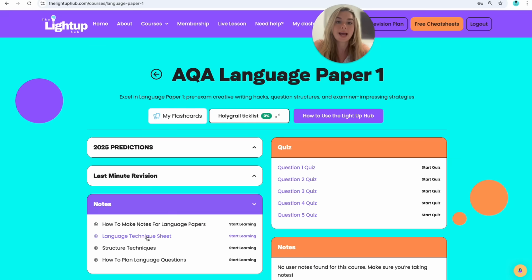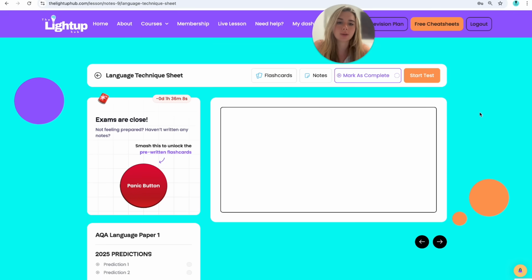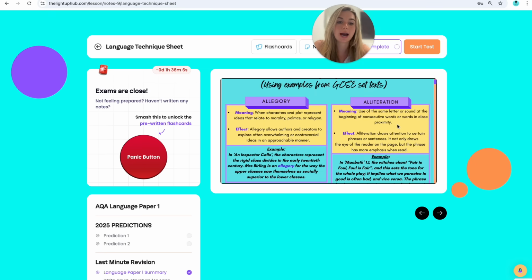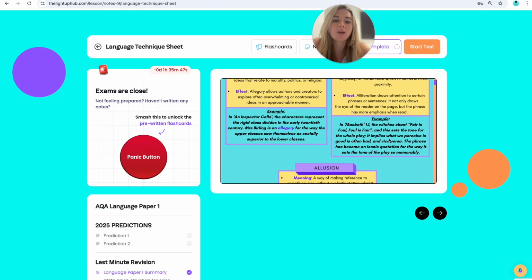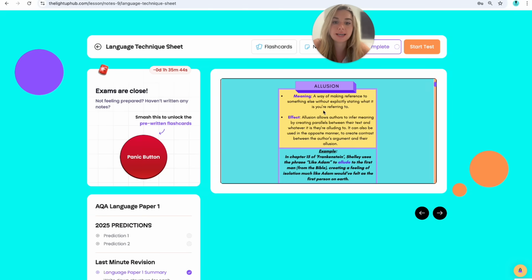For example, if we go on to the language technique sheet here, let's just have a look at alliteration. Here, we know that the effect of alliteration is that it draws attention to certain phrases or sentences. So if I was talking about that language technique, what I would then do is say, oh, this emphasises, because then I'm talking about the effect of the technique. You can just scroll through this and have a look at the effects of techniques and remember the ones that you feel quite confident to pick out and talk about, because that way you won't be technique spotting, you'll actually be thinking about the effect of the technique.